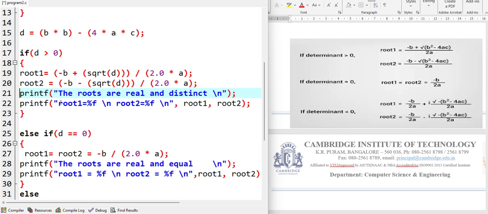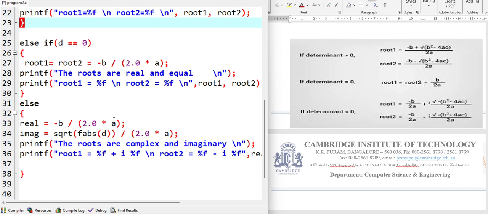Then it will display the roots are real and distinct. The root 1 equal to and root 2 equal to. So these two values it will display on the screen. Now what if D is equal to 0? If D is equal to 0, then root 1 equal to root 2 equal to minus B by 2A. Now it will display that the roots are real and equal, and then those two roots are displayed on the screen. Else, what is the condition left?